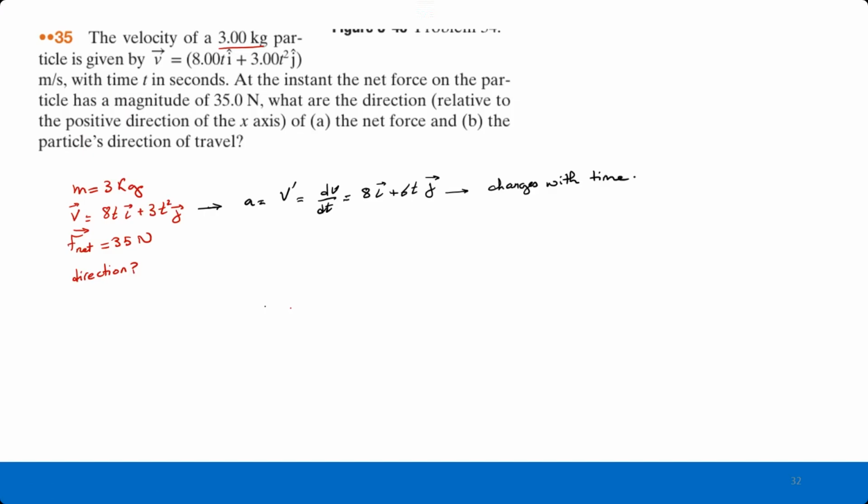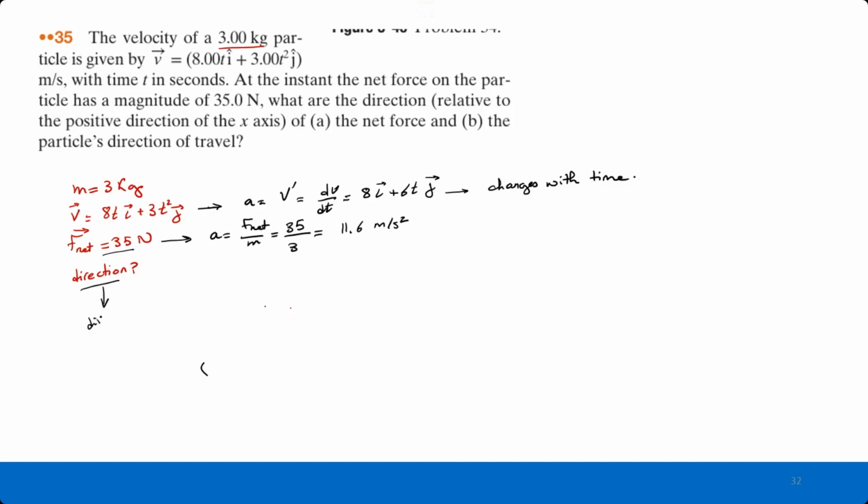But we are at the instant where F net is 35. I can deduce immediately the acceleration. It will be F net over m at this particular instant, and this is 35 over 3 kilograms. I can calculate this. I will get 11.6 meters per second squared. I found the acceleration. Let's try to find at which instant this acceleration happened, because from that I can find x and y components and then deduce the direction.